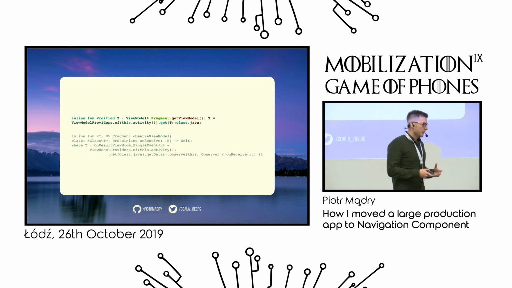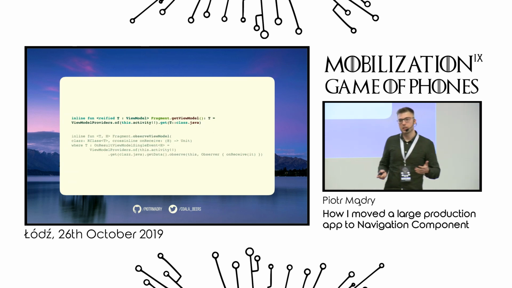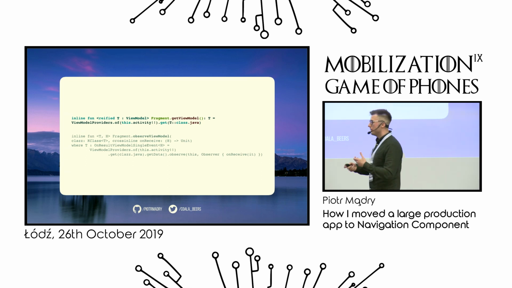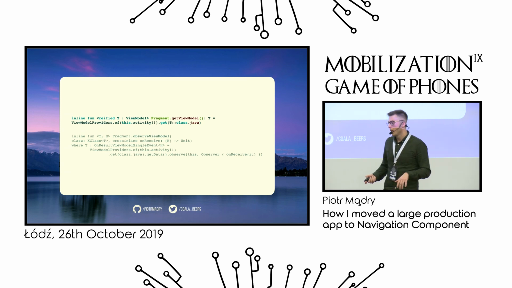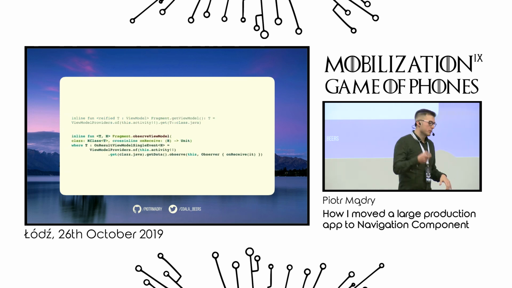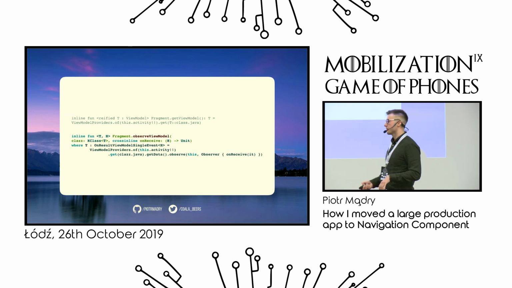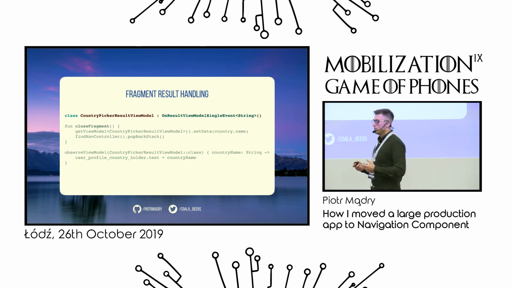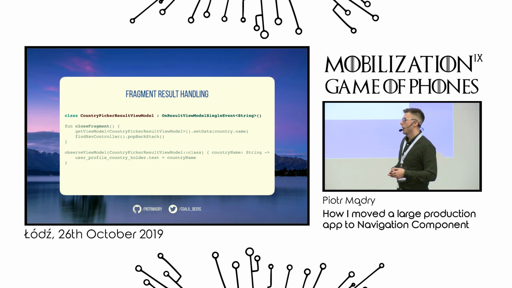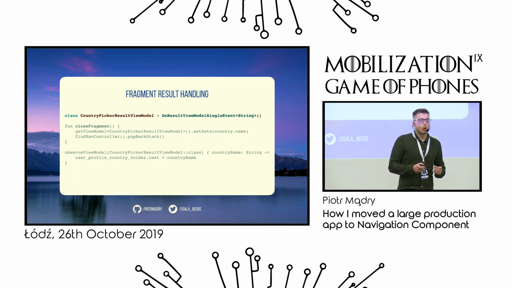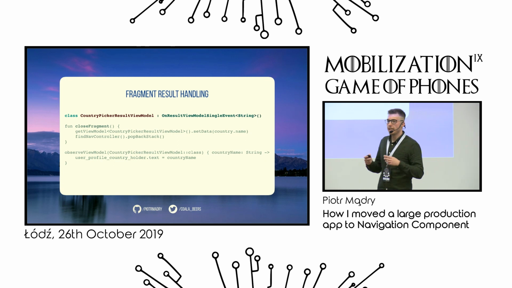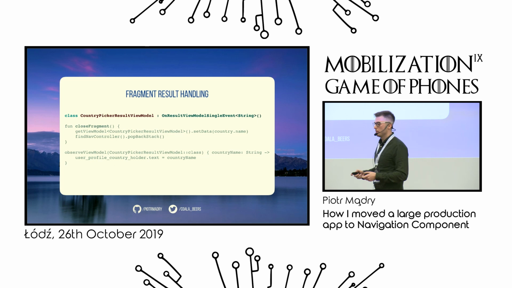Now, if we add a few fancy extension functions to simplify the process of setting the data into our view model and observing on this data, it leads to the complete solution for handling the fragment result. All we need to do is create a class which extends our view model with the specific type.